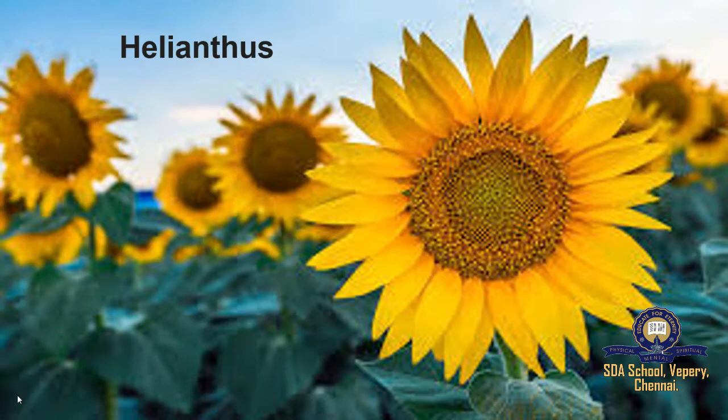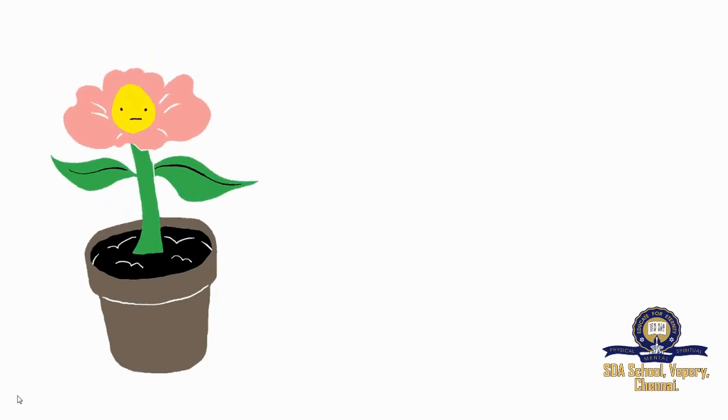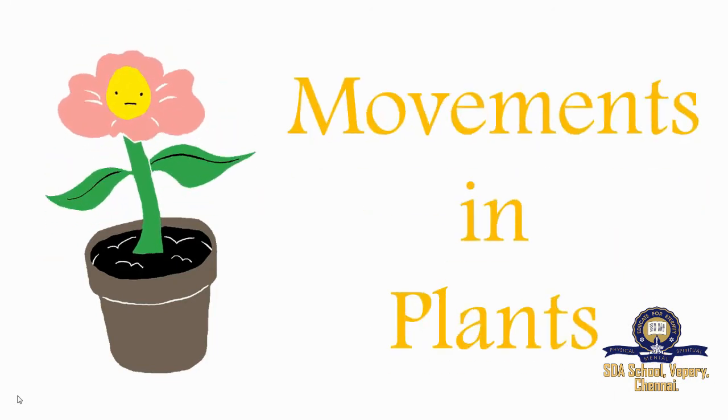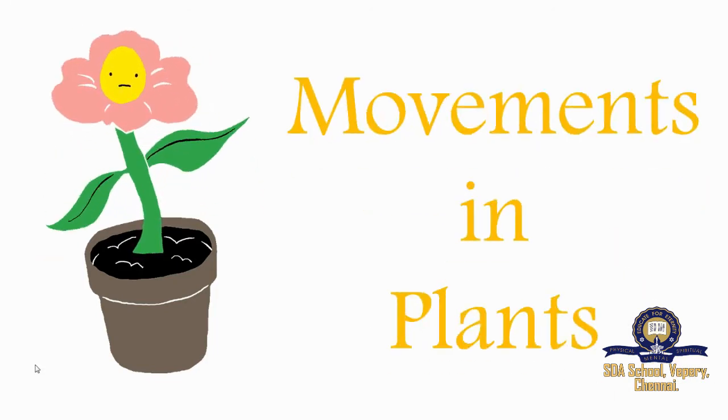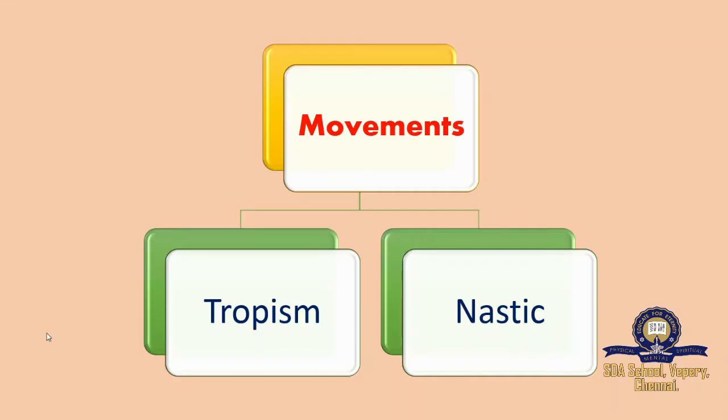So, in today's class, we are going to study the movements in plants. There are two types of movements. One is tropism and another one is Nastic. So, tropism movement and Nastic movements.